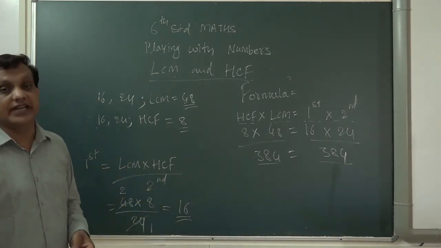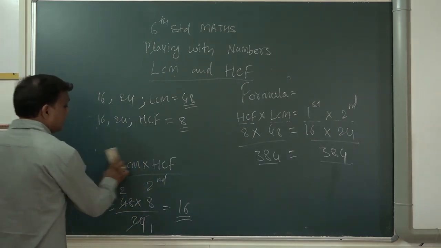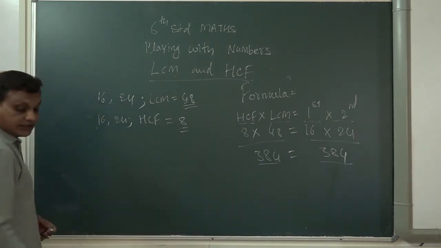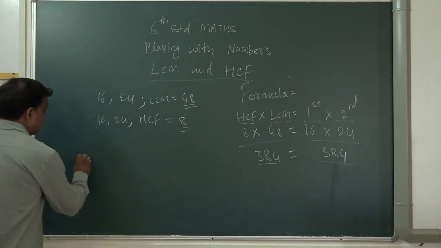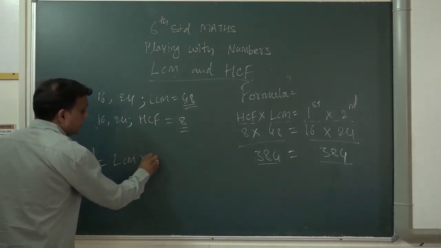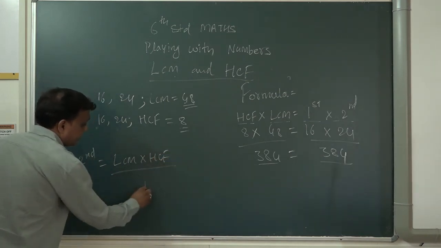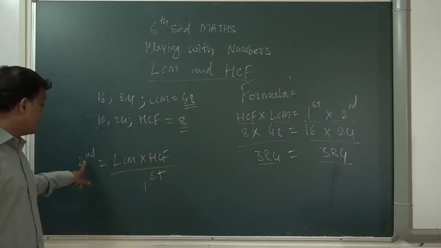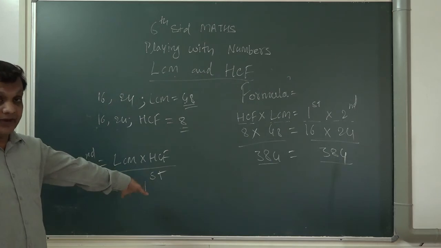Now what happened? They will not give the second number. When they do not give the second number, what is the formula now? Second number is equal to LCM multiplied by HCF divided by the first number. Now they have not given the second number; the remaining 3 they give.